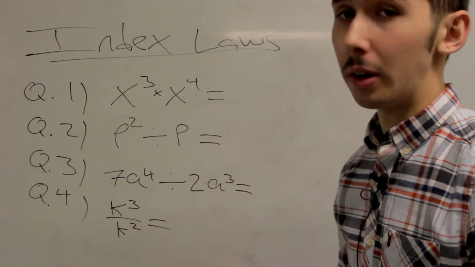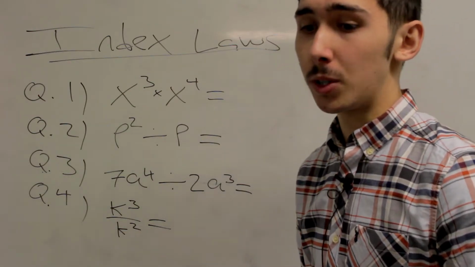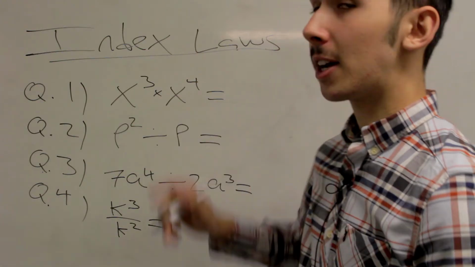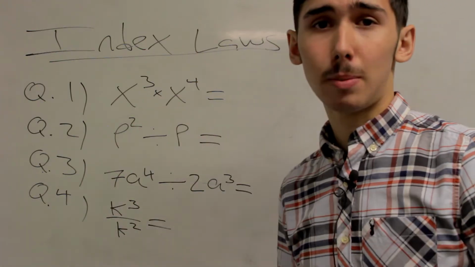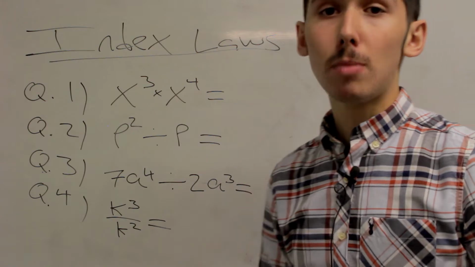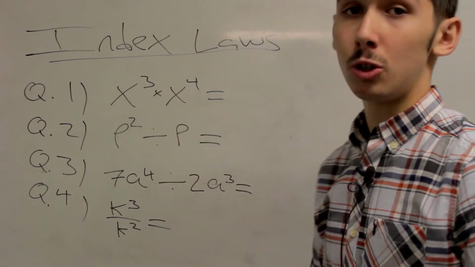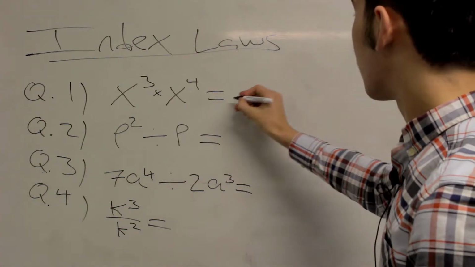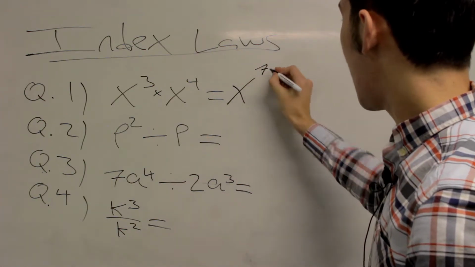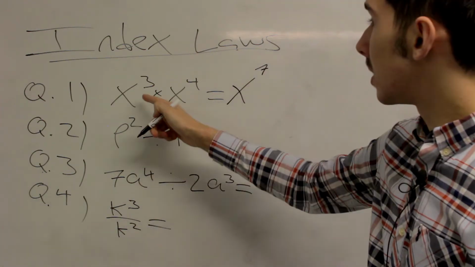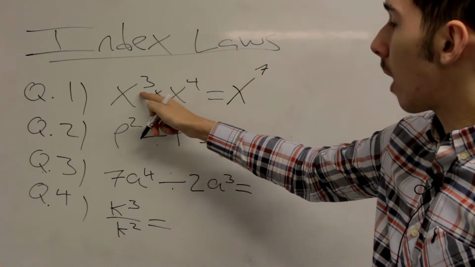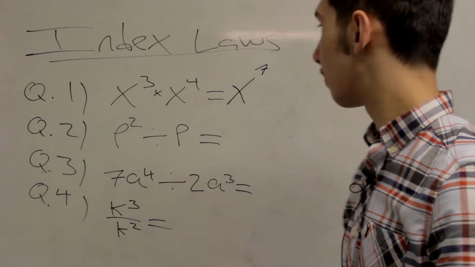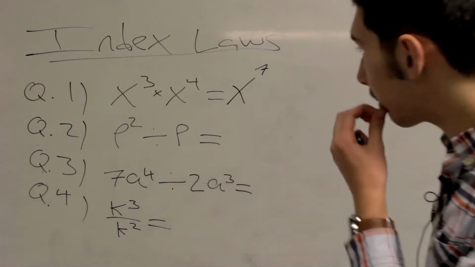So, question 1. We're just going to go straight into questions with these ones, guys. We will be more thorough later on, but this should be a recap. So, x cubed times x to the power of 4. When you multiply things raised to powers with the same base, you can add the powers together. So the answer to this is x to the power of 7, because it's x times x, but we've got a power of 3 here, a power of 4 here. So it's x to the power of 3 plus 4, which is x to the power of 7.